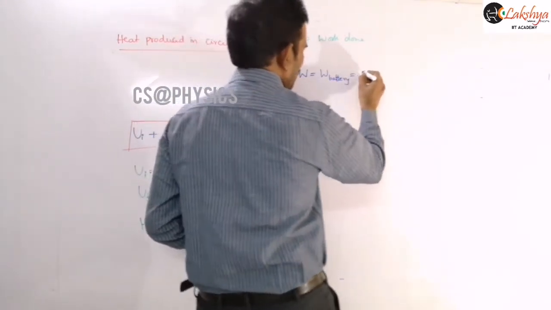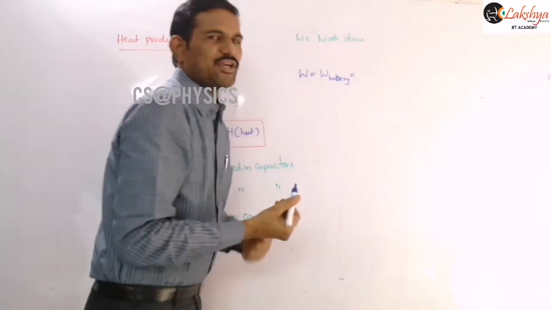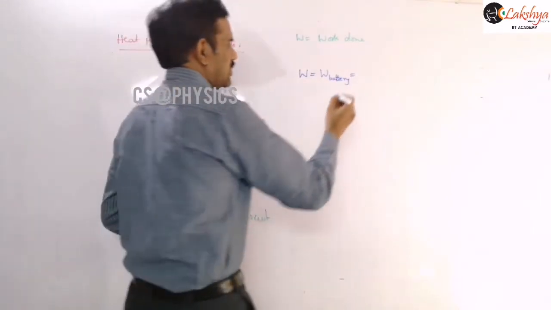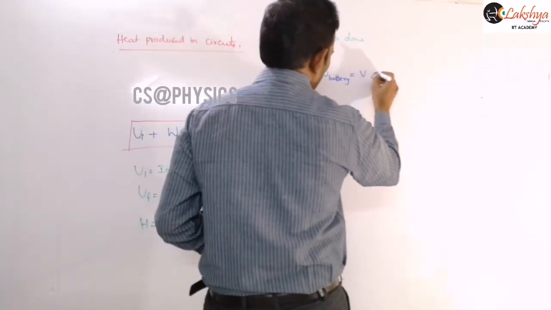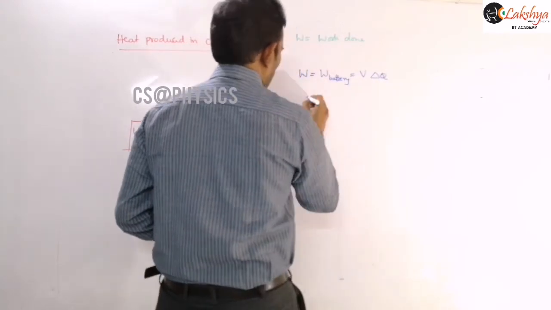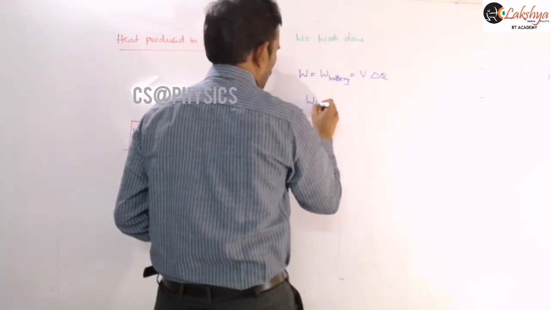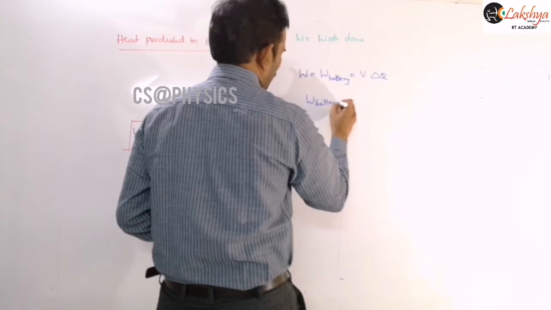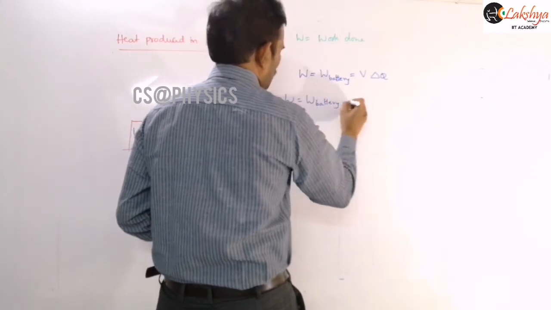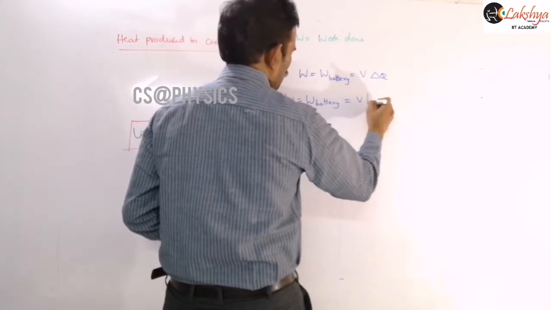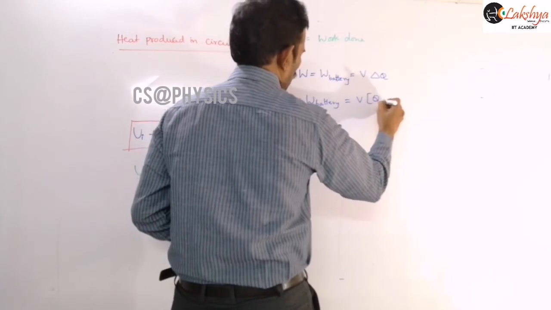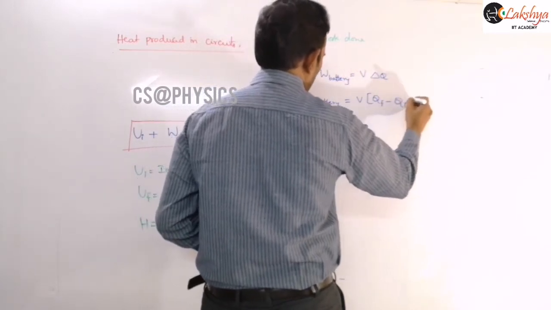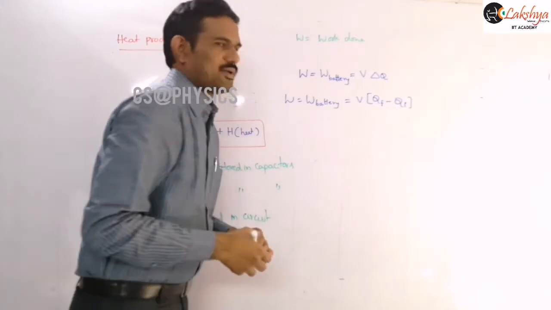And so now that work done by the battery is nothing but our simple VQ formula we need to apply here. So this is V into delta Q we need to write. Therefore, this work done by the battery, which is the W, we can express as V into Q final minus Q initial. So it is work done by the battery, meaning.